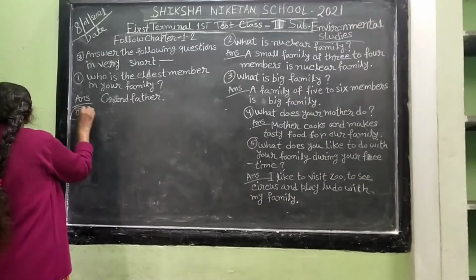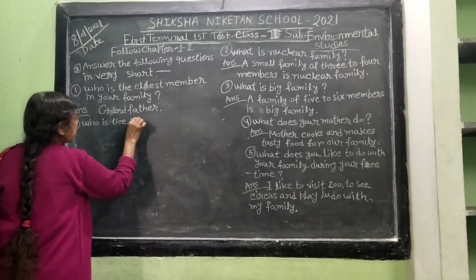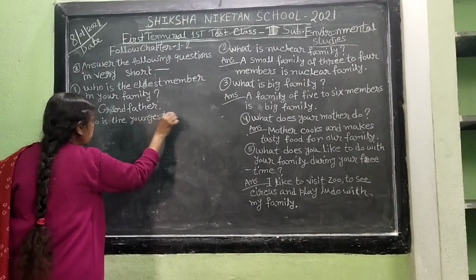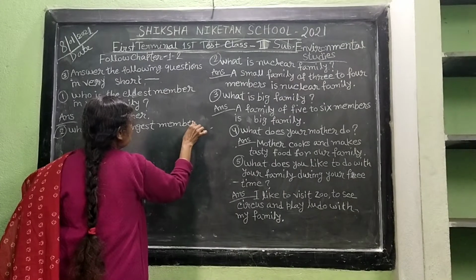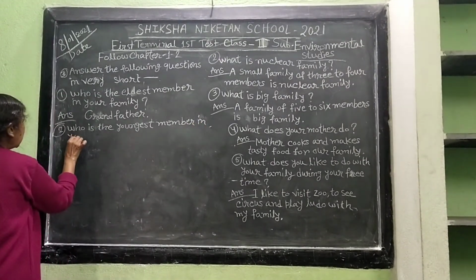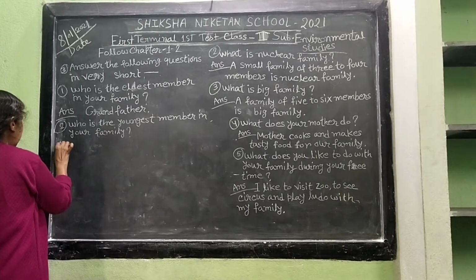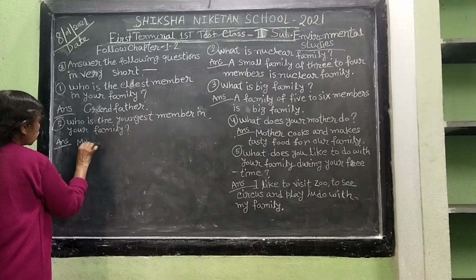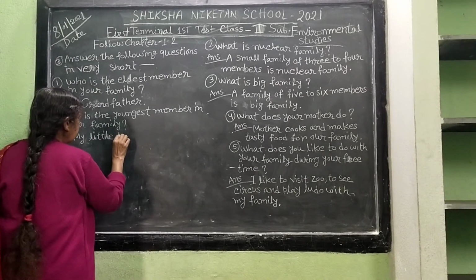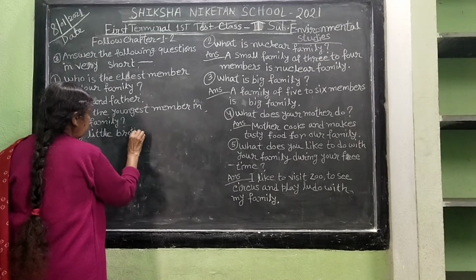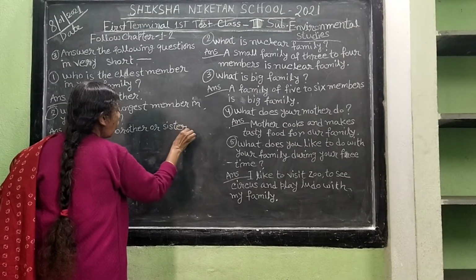Question number 2. Who is the youngest member in your family? Answer: My little brother or sister.